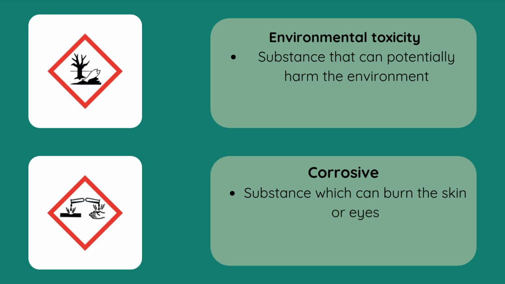Next is environmental toxicity. This substance can potentially harm the environment. It's pretty straightforward, it harms the environment. How can you tell? There's a dead fish and a dead tree as a symbol. Next, corrosive. Now, this substance can burn your eyes, so do not touch your eyes after you accidentally touch the substance. It will be incredibly painful.